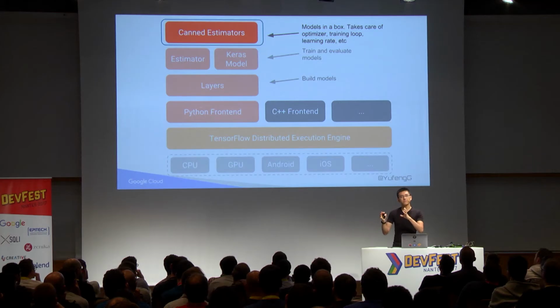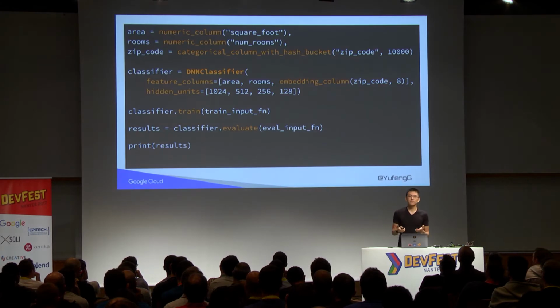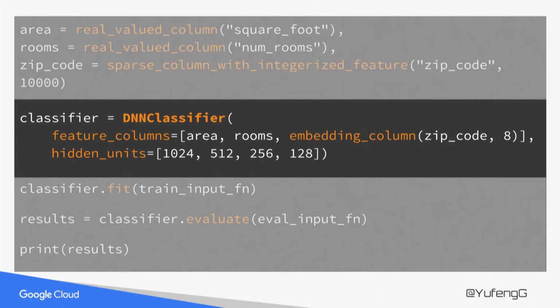So the level we'll be working on is sometimes called canned estimators, but really it's just estimators in a box. They're models that are already kind of created for you, but you get to just tweak some parameters. You get to pass in a bunch of parameters. At the simplest level, it looks something like this. And the line you want to pay attention to is in the middle here.